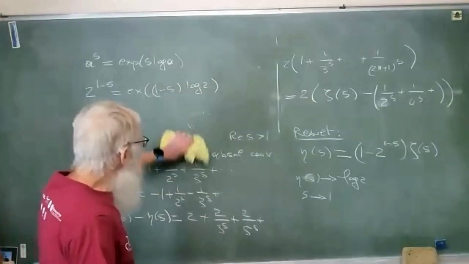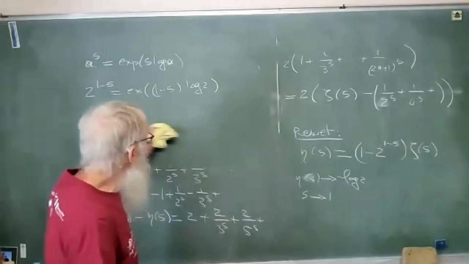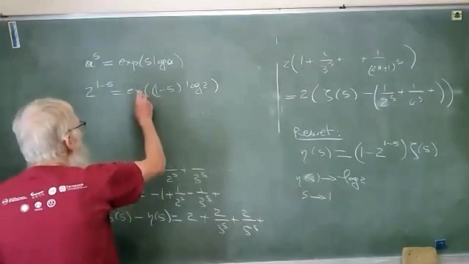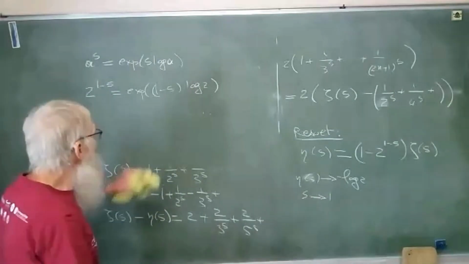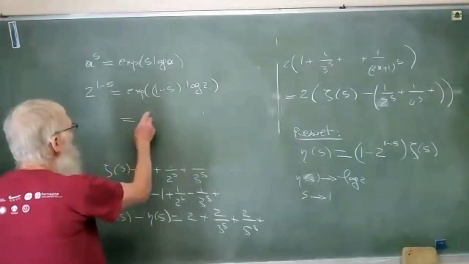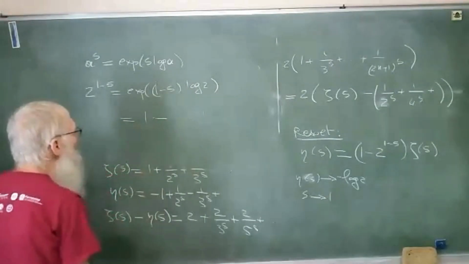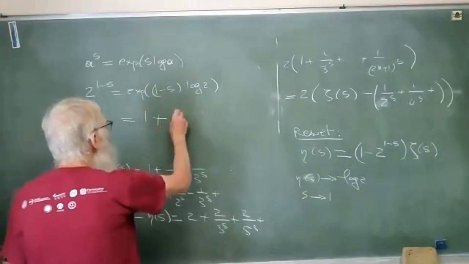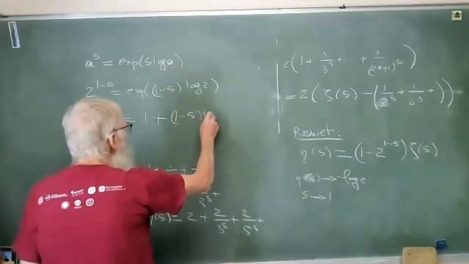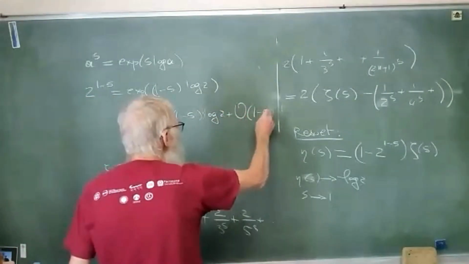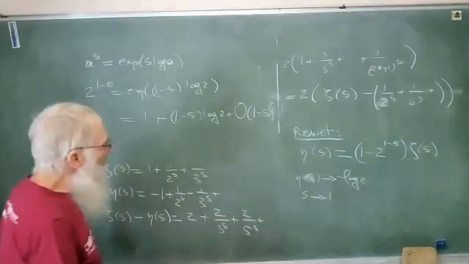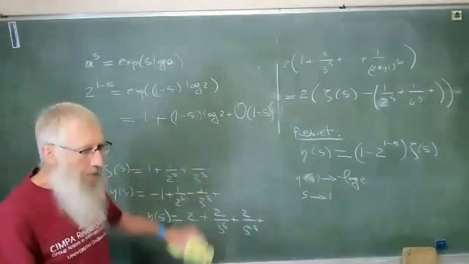As s tends to 1, with s greater than 1, 1 minus s tends to 0, and exponential of (1 minus s) log 2 tends to 1. It is 1 plus (1 minus s) log 2 plus a big O of (1 minus s) squared. When s tends to 1, we see the expansion we have.